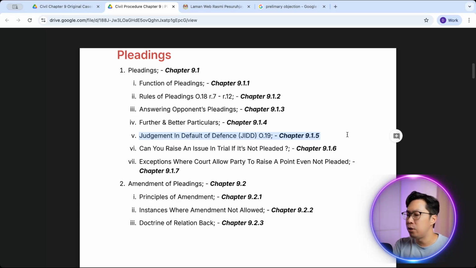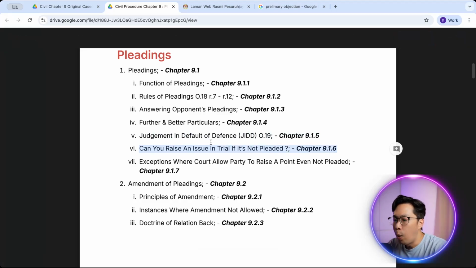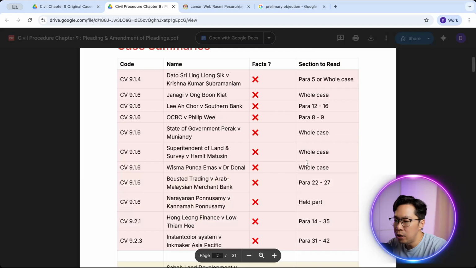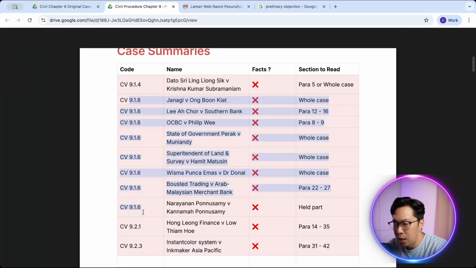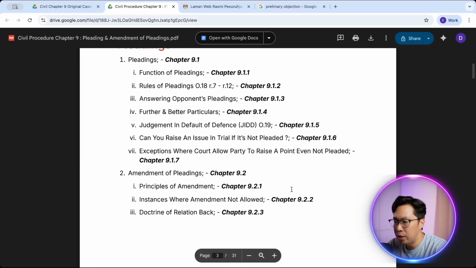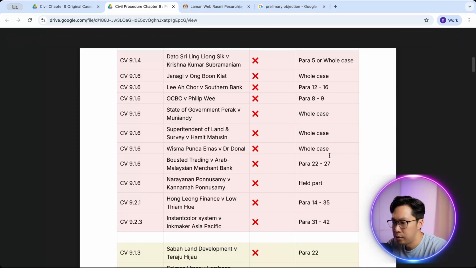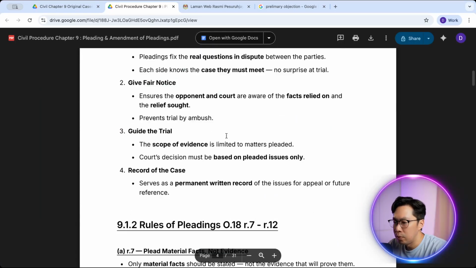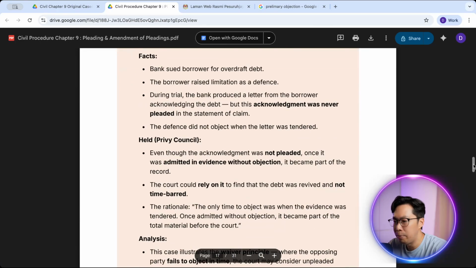And then after that, you have, can you raise an issue in trial if it's not pleaded? What about some exceptions where the court allows a party to raise a point even if not pleaded? So if you see all these cases here, mainly you see 9.16, the big bulk of cases is around here. Actually, let me see. I think it should be 9.17, not 9.16. Maybe you can amend it.